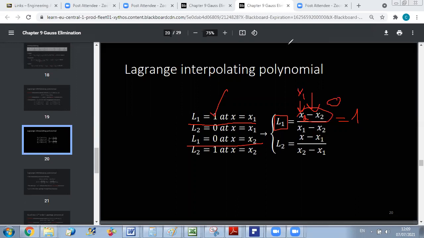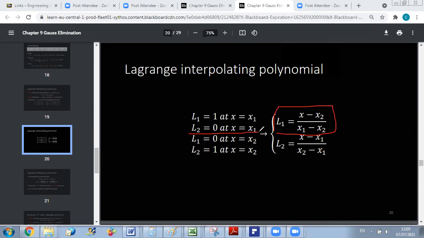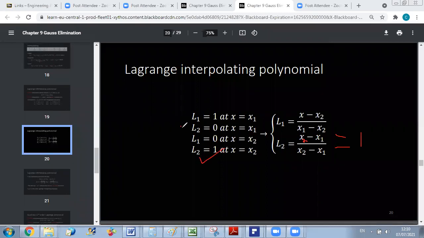So this function will verify both conditions for L1. Now, for L2, same procedure. For L2, the conditions are that it should be 0 when x equals x1. If I replace x by x1 here, I can verify that this will give me 0. While when I replace x by x2, I will get (x2 minus x1) over (x2 minus x1), which is 1. So the second condition is also satisfied. So I can conclude that there is a certain pattern to define L.